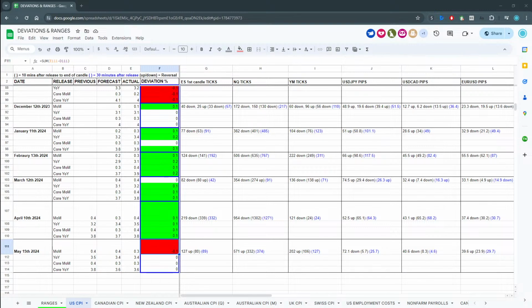For the core data though, if that does go down to 3.5% and comes in as expected, again that could help the bulls in the equity indexes to say, okay, data is in line with expectation, but we are going down slightly for the core data, and that might be enough to provide a move towards the upside.